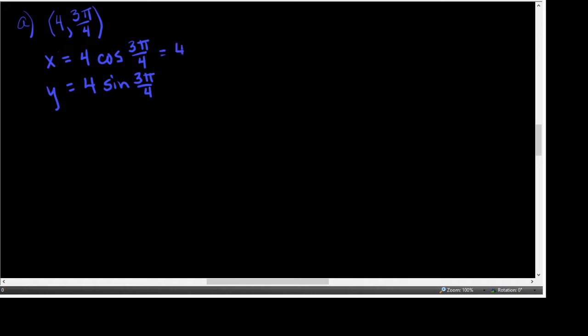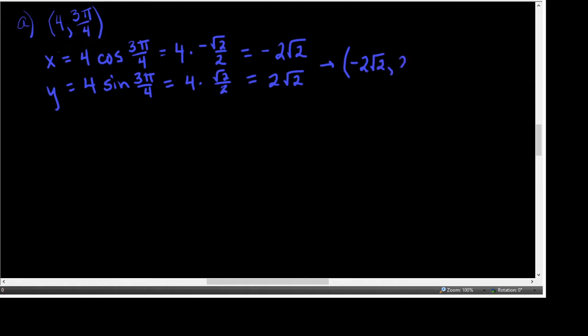So the cosine of 3 pi over 4 is negative square root of 2 over 2. So that simplifies to be negative 2 square roots of 2. And sine of 3 pi over 4 is positive square root of 2 over 2. Simplifies to be 2 square roots of 2. All right, so that means that our point in rectangular coordinates is negative 2 square roots of 2, comma, 2 square roots of 2.